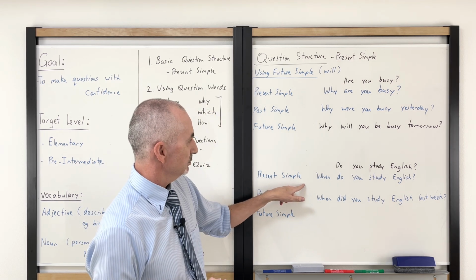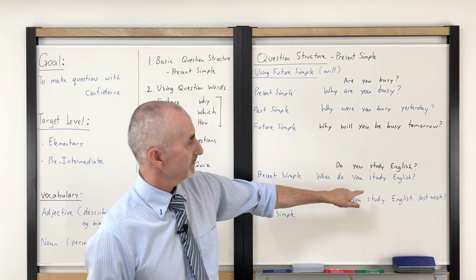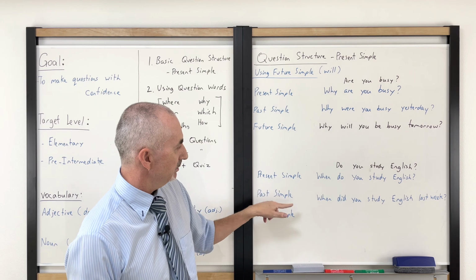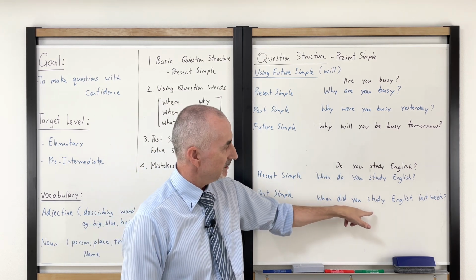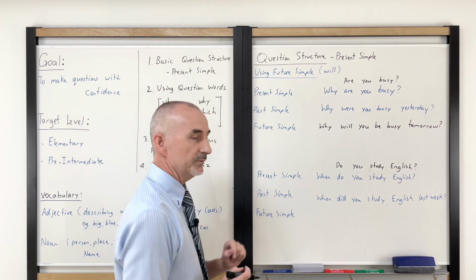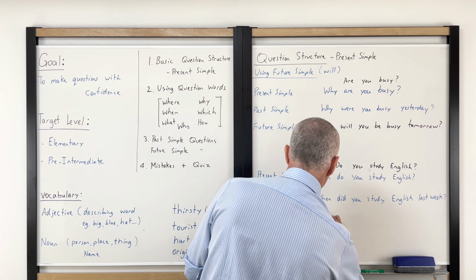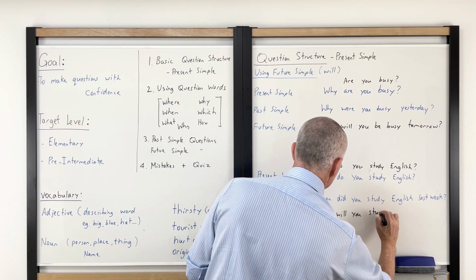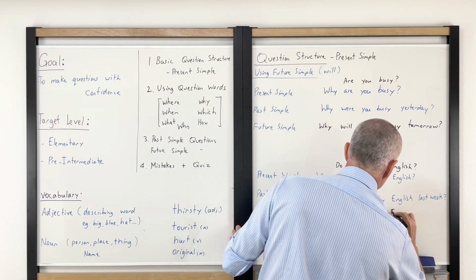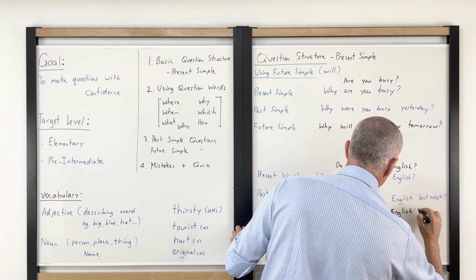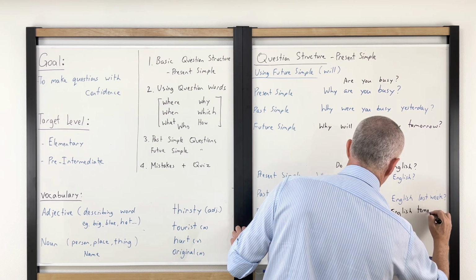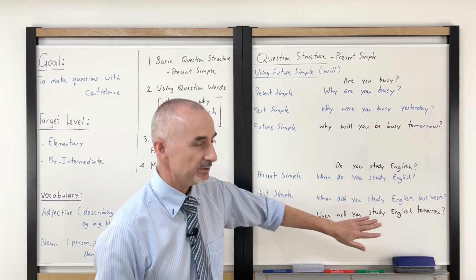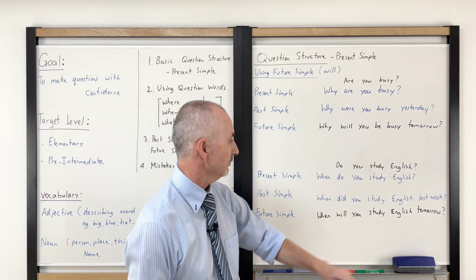Let's come down to the example with other verbs. Do you study English? When do you study English is the present simple. Past simple, when did you study English? Last week. To make the future simple, when will you study English tomorrow or next week? Okay, so we don't have to add any extra verb, we have the main verb already.